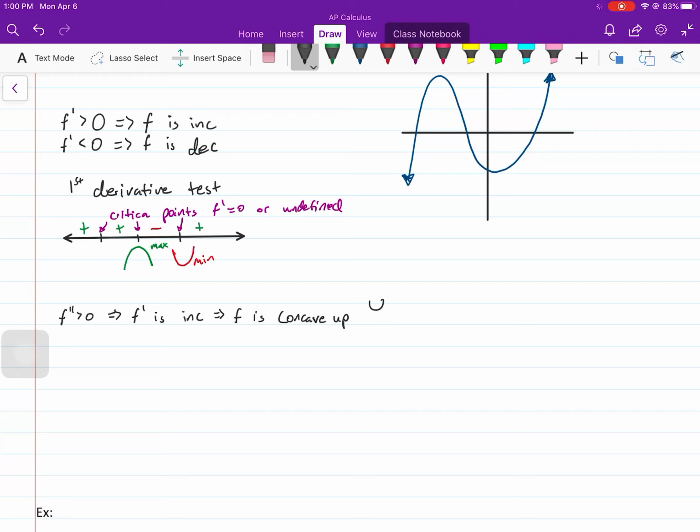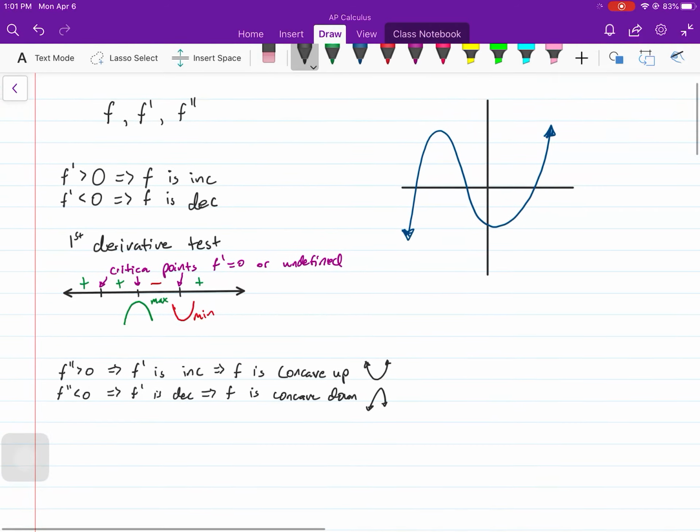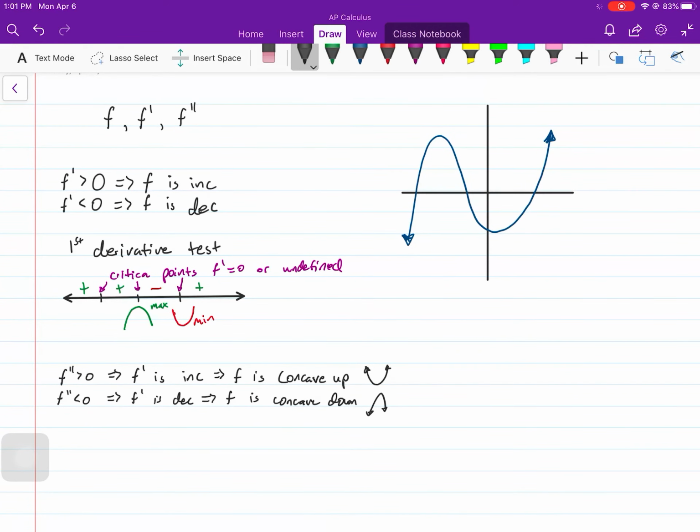And remember, that's the smiley face. That would be a concave up, would be a smiley face. And notice concavity doesn't mean increasing or decreasing, because look right here on the left half of this parabola I drew, we have a decreasing function that's concave up, and then it turns into an increasing function that's concave up. And then f double prime, if it's negative, then that tells us that f prime is decreasing, which tells us that f would be concave down. And that's what we use the second derivative test for. So that's really everything we get from f, f prime, and f double prime.